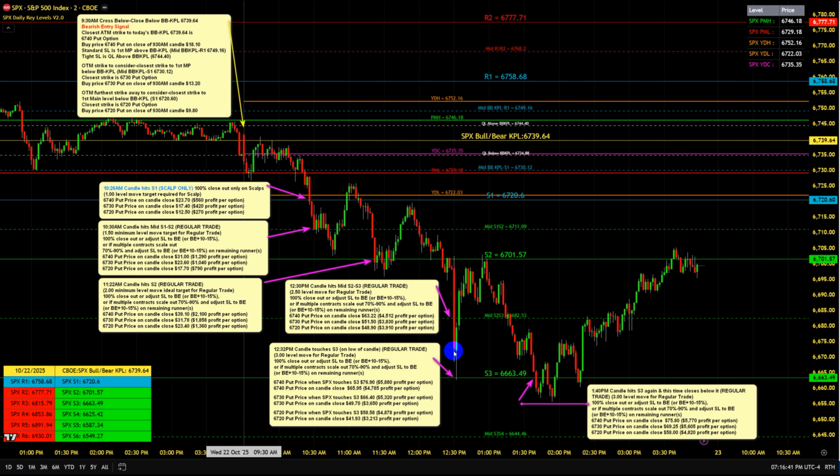Now in the very next candle, you can see we went all the way down to S3, touched it, and then did this monster bounce almost all the way back to the midpoint level. So on this particular comment here, we're going to show both the touch, what the option was at the touch of this level, as well as the close of this level. So for those that might be getting out on the touch, what that would be.